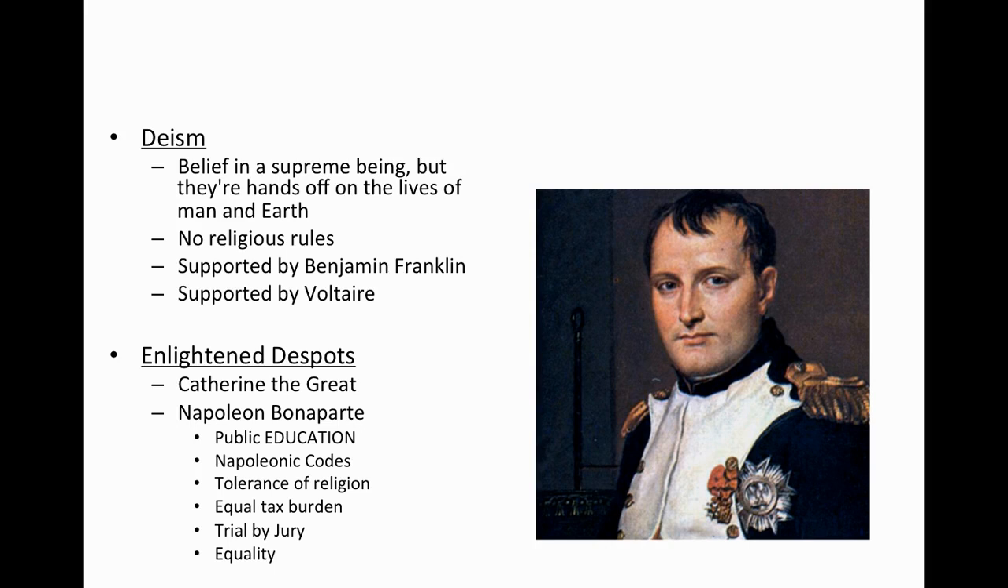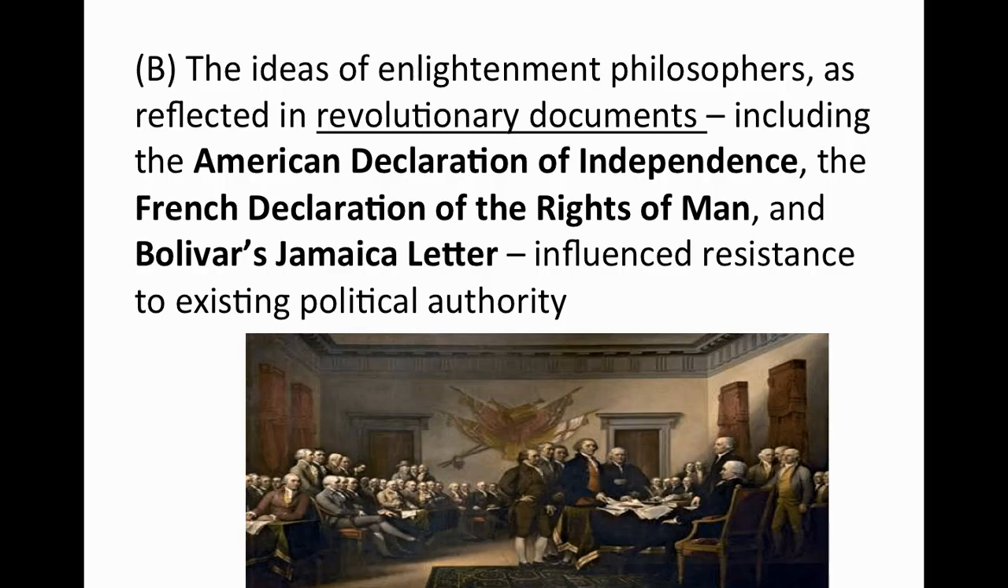He had a set of laws, the Napoleonic Code, that provided for religious freedom. He made sure the burden of taxes was spread out equally, and he advocated for trial by jury and equality. So, again, he ruled alone, but yet he did try to improve the lives of people, and I think he's the perfect example of an enlightened despot. All right, subconcept B states the ideas of Enlightenment philosophers as reflected in revolutionary documents, including the American Declaration of Independence, the French Declaration of the Rights of Man, and Bolivar's Jamaica Letter, influenced resistance to existing political authority.